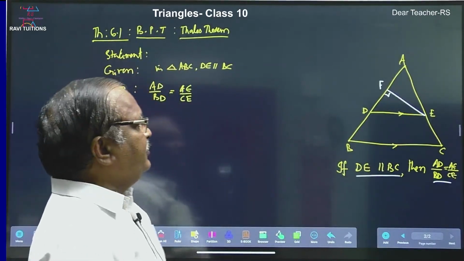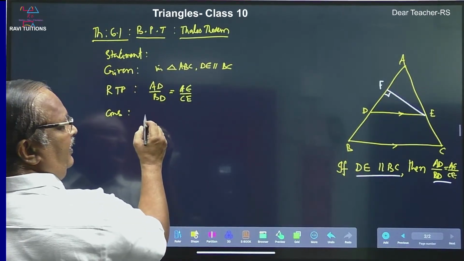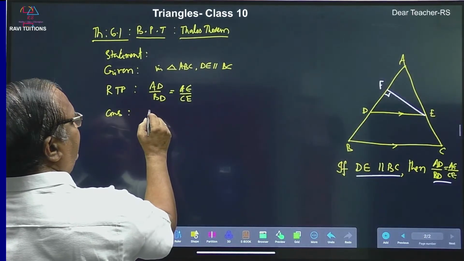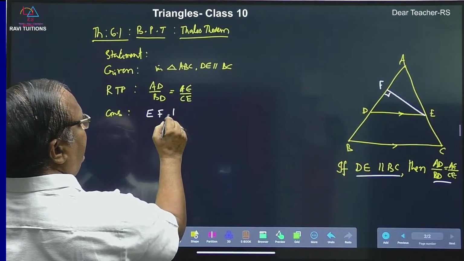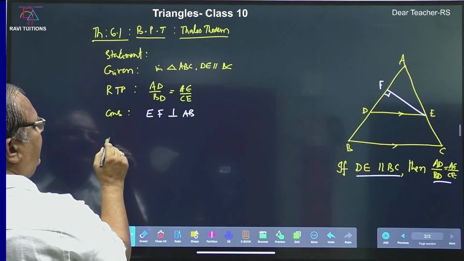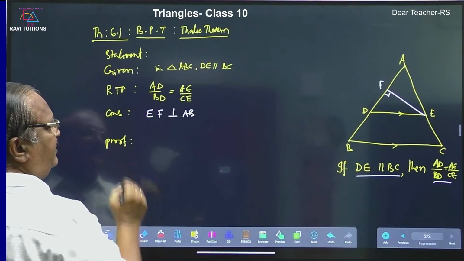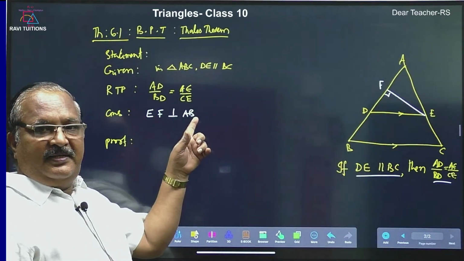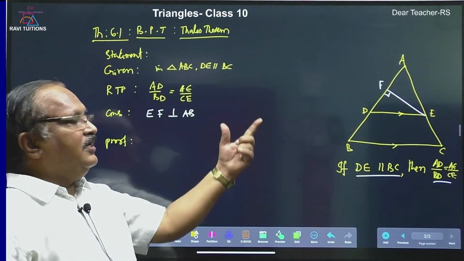Right. So I'll write construction: EF is perpendicular to AB. Now I'll start the proof. There is one more part of construction. First, as per this construction, I'll start the proof.